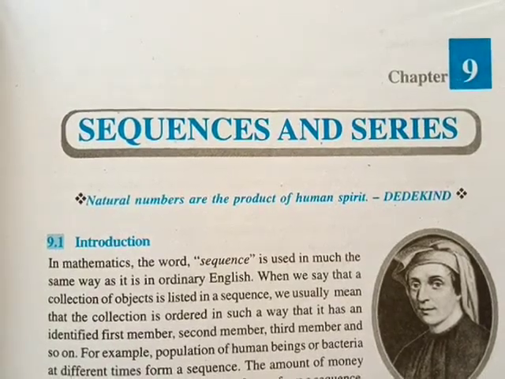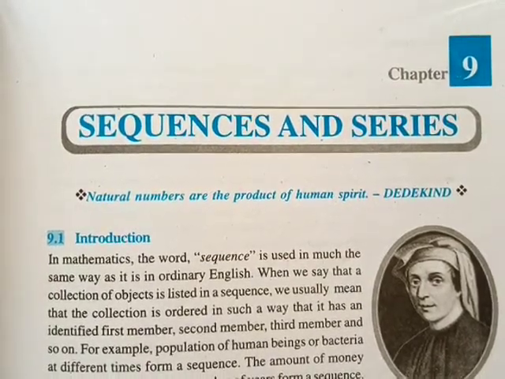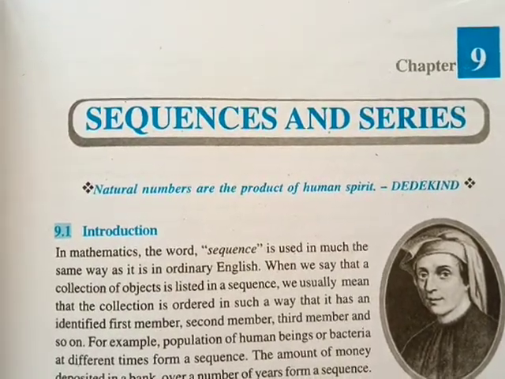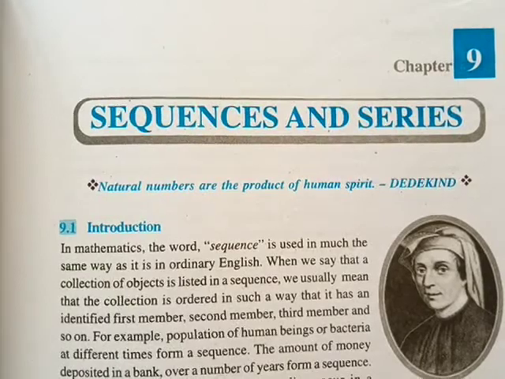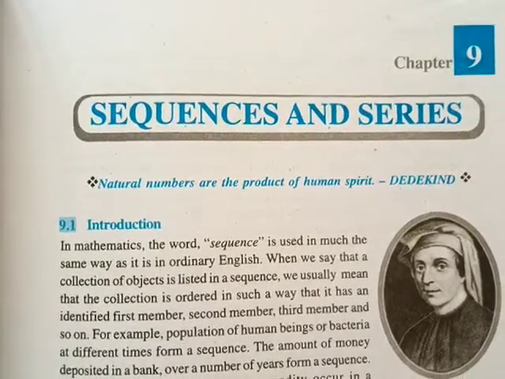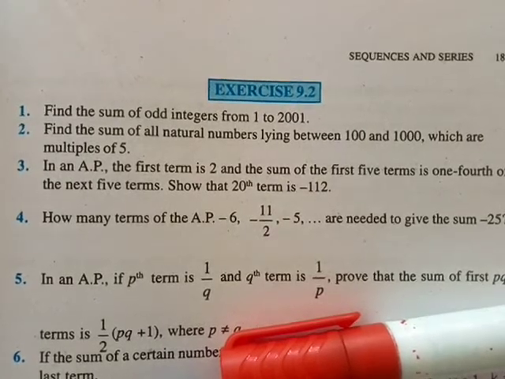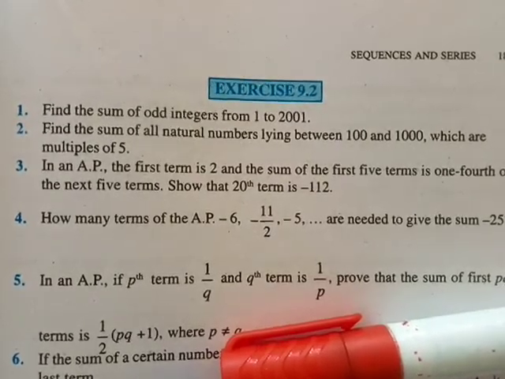Mathematics class 11 chapter 9 sequences and series. In the last class we have studied exercise 9.1. Today we shall study some questions from exercise 9.2. Question number 1. Find the sum of odd integers from 1 to 2001.